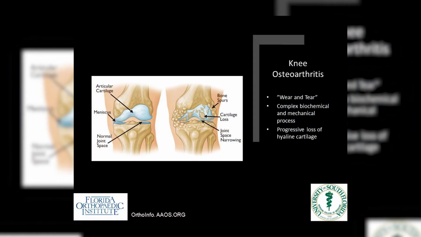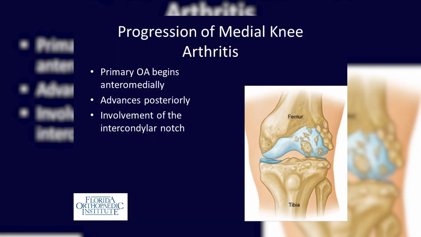So of course, as you probably know, knee arthritis or osteoarthritis is that wear and tear type of arthritis of the knee joint. It really is a rather complex biochemical and mechanical process in which you get degradation of the hyaline cartilage throughout the knee. I will talk mostly about a varus knee, just for simplicity, but in the varus knee, typically this will begin anterior medially. It progresses posteriorly with time and as the wear progresses until you get involvement of the intercondylar notch and development of notch osteophytes.